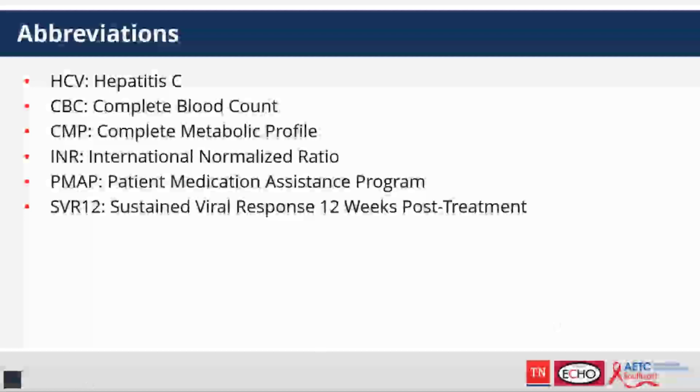Abbreviations for today, most of them are very typical for medical labs: CBC, CMP, INR. The one that's different is what some people may consider a patient assistance program, or PAP. I consider it PMAP to specify this is directly related to a medication. We can have PAP assistance with hospital visits and things, so I like to distinguish PAP from PMAP, which is just medication-specific assistance and not assistance in general. So that's why you'll hear me refer to it as PMAP. And then SVR12, sustained viral response 12 weeks after treatment.